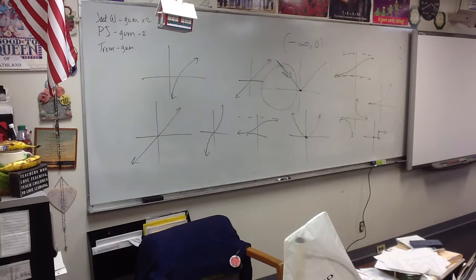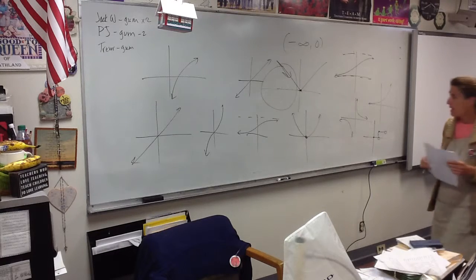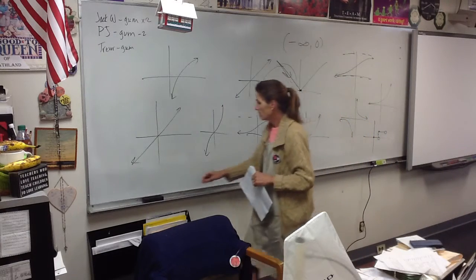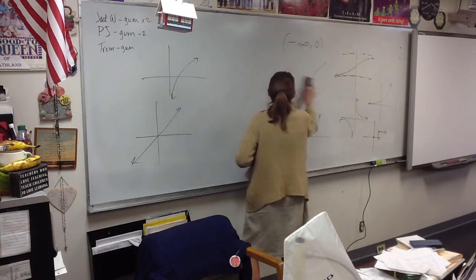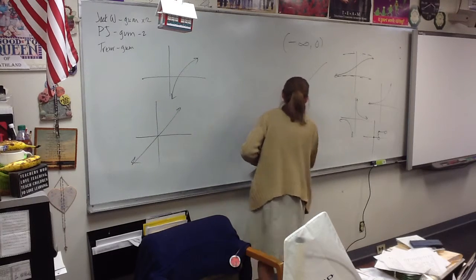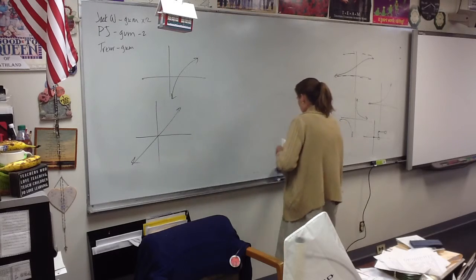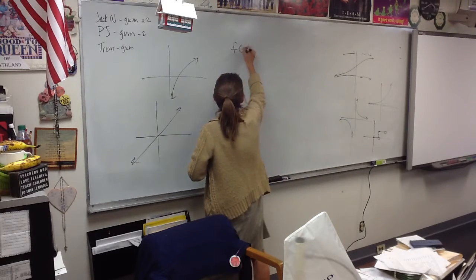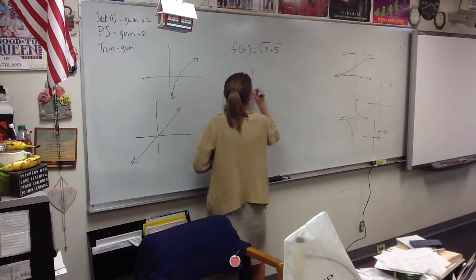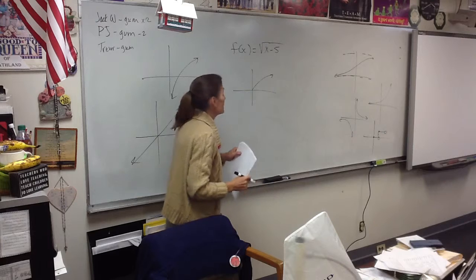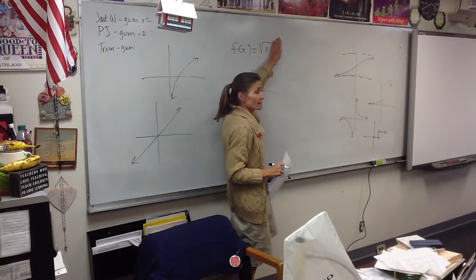How does the graph of each compare to the basic function? And then I've given you a grid because I want you to graph it. So if we look at A, the basic function is the square root function. This is a square root problem. So our square root function has this shape. That's what this would look like.